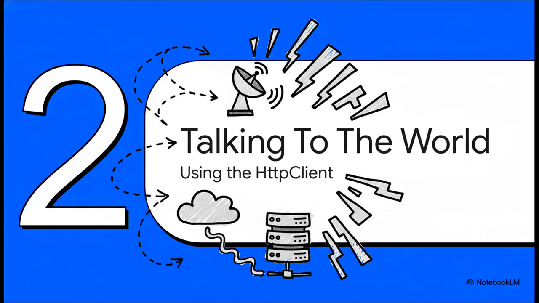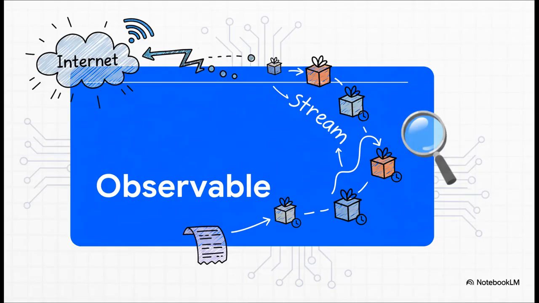It is time to officially break free from all that fake, hard-coded data that's just sitting inside our code. We're going to connect our app to a real API out there on the internet using Angular's HTTP client, and we're going to pull in some actual live information. Now, when we ask for data from the internet, it's not instant, right? There's a delay. Angular handles this with a really powerful idea called an observable.